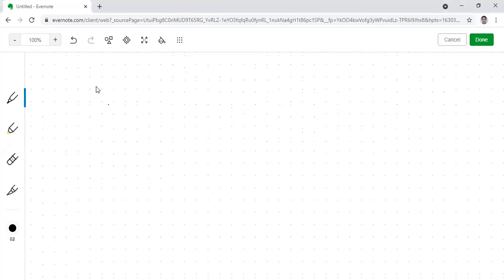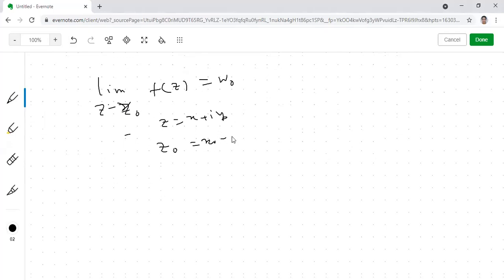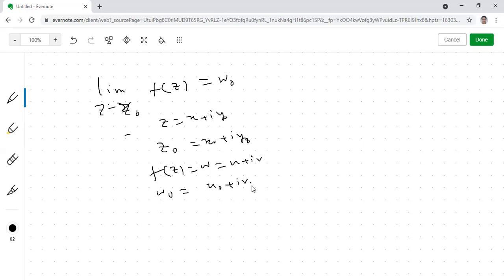Okay. So here we are trying to find out the limit for a function of complex variable. Let's say z tends to z0. This is a very important property that we'll be studying over here. Z tends to z0, f(z) equals w0. So here z equals x plus iy, z0 equals x0 plus iy0, f(z) equals w, that is u plus iv, w0 equals u0 plus iv0.